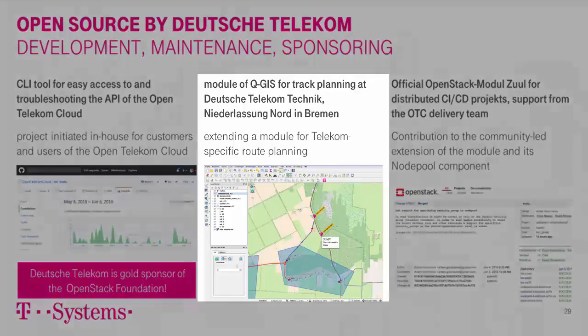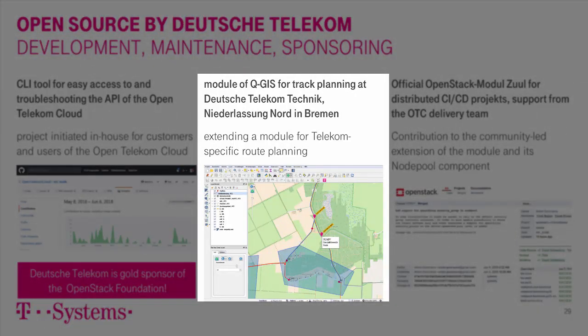The next example is a module for QGIS. QGIS is a planning tool, and a department at Deutsche Telekom Technik in Bremen extended this module for their own track planning purposes. They extended the module for telecom specific road planning.